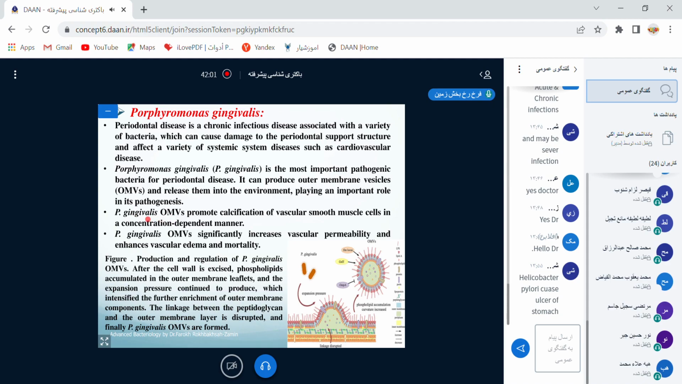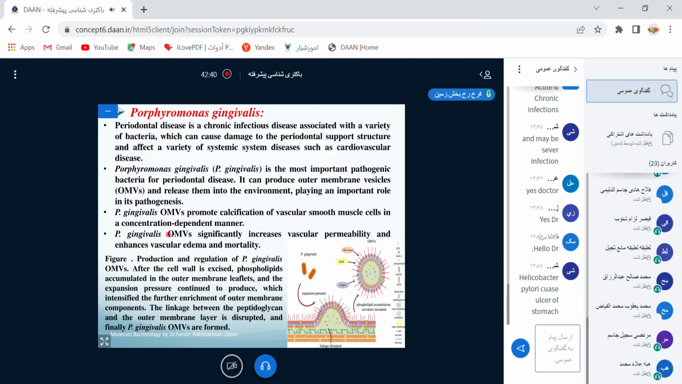OMV of this bacterium, when transferred by blood to the heart, promotes calcification of vascular smooth muscle cells in a concentration dependent manner. So it calcifies the smooth muscle. So these heart muscles cannot pump very easily after calcification.